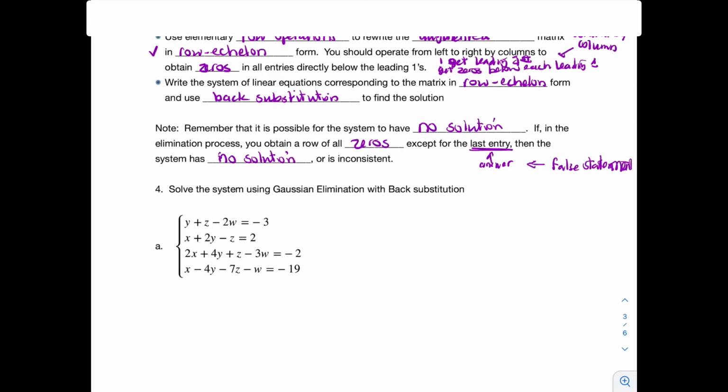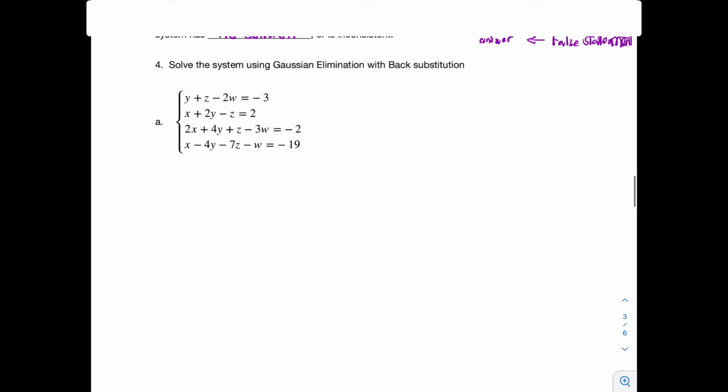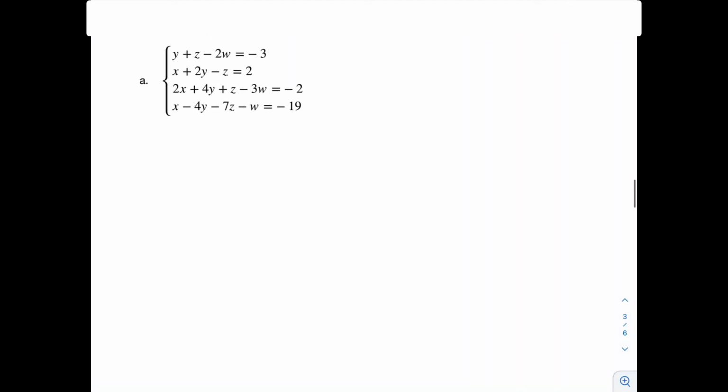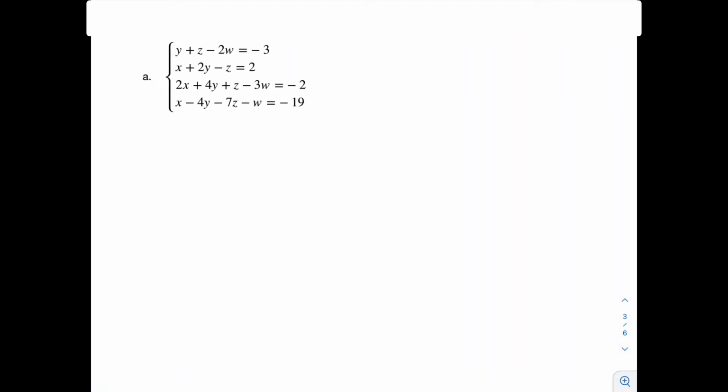All right, so let's work through our first Gaussian elimination with back substitution. For step 1, I want you to write the augmented matrix for this system. Please pause and try that. Okay, so again, our first column is going to be x's, second column y's, third column z's, and fourth column w's, and then our constant column.